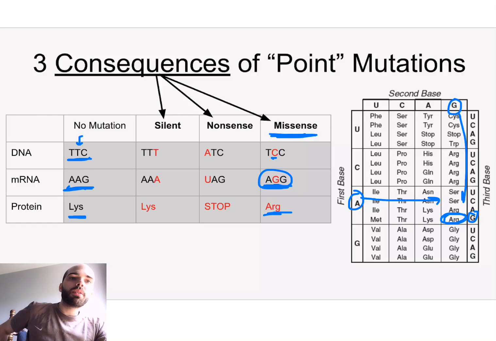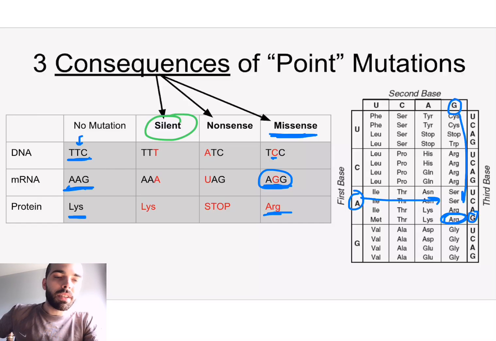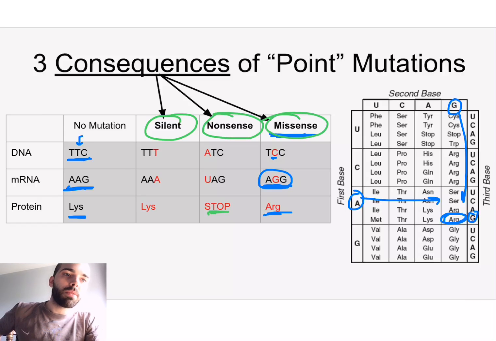Okay? So those are the three consequences of point mutations. You can either get a silent mutation as a result, a nonsense mutation, which will always lead to a stop, or a missense mutation, which just leads to a different amino acid. And that's all for mutations.